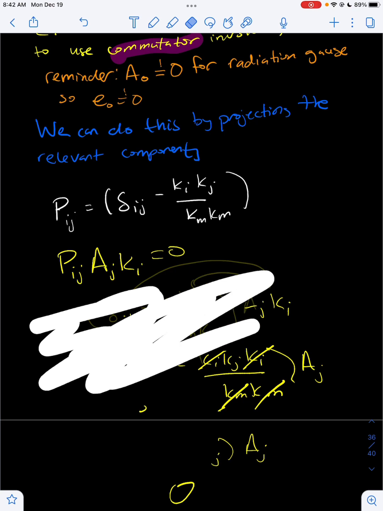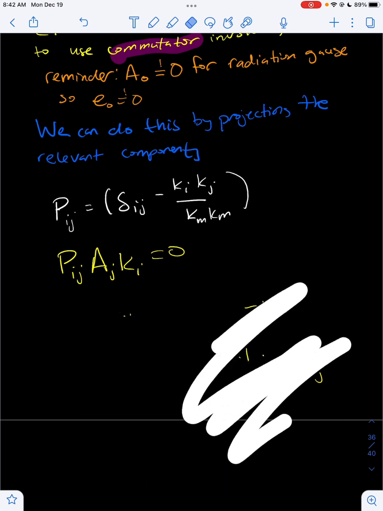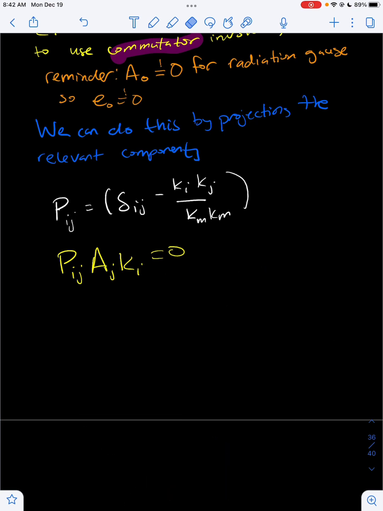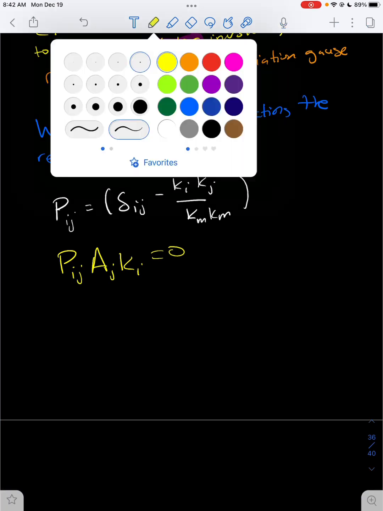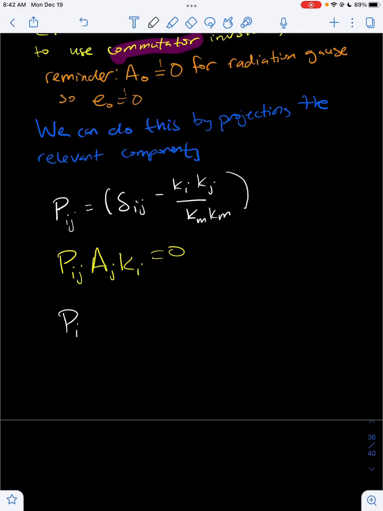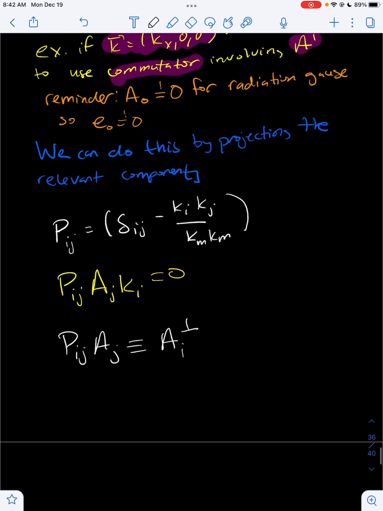So we can define Pij acting on Aj. Let's use a new color here. Pij acting on Aj, we're going to define that as being Ai, and we're going to call that the transverse 4 or 3 potential.